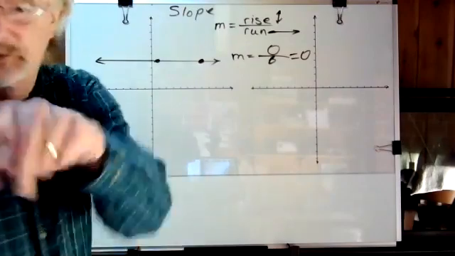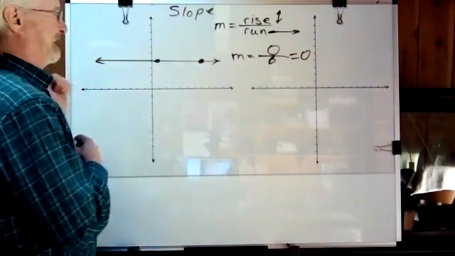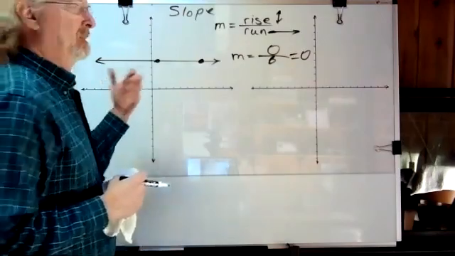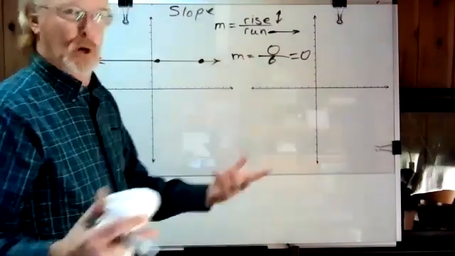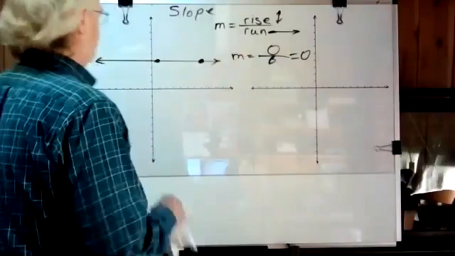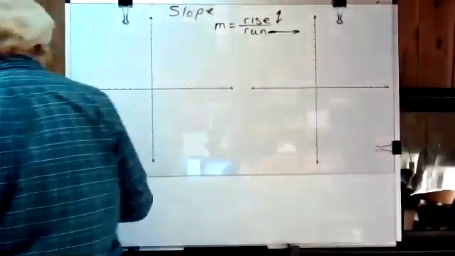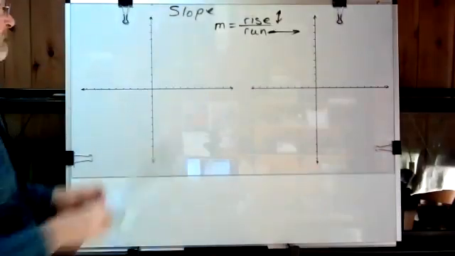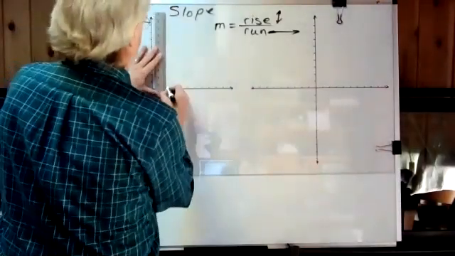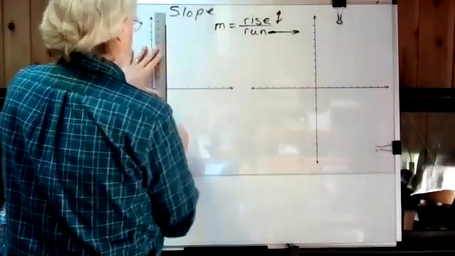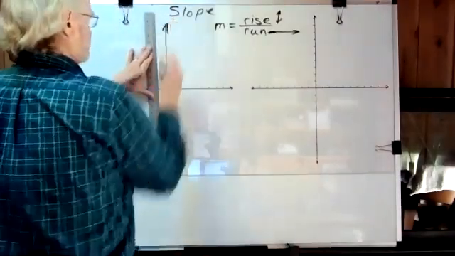Good. Making sure everybody was still in there. Okay, so mathematically, we can show that the slope is 0. That's another special one. A vertical line.